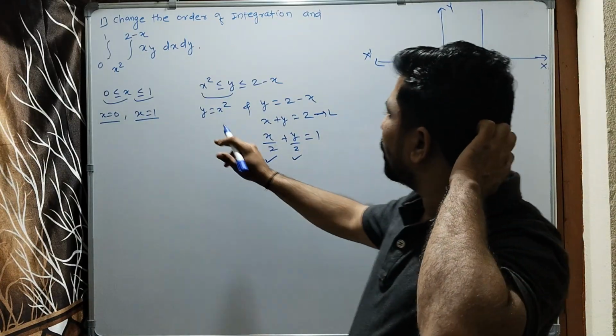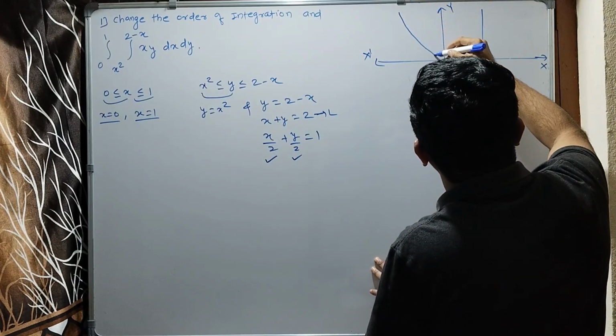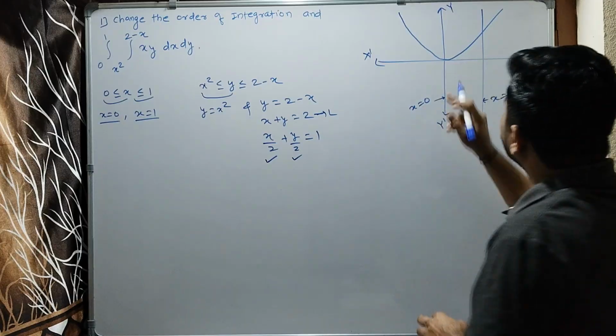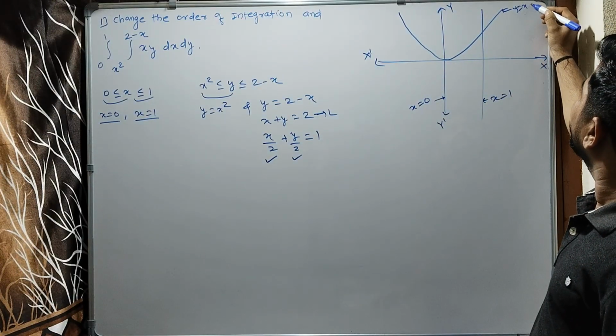Now tell me y equal to x square. You know the graph of y equal to x square. So here let's say this is the graph of y equal to x square. Here y equal to, let's say, x square.